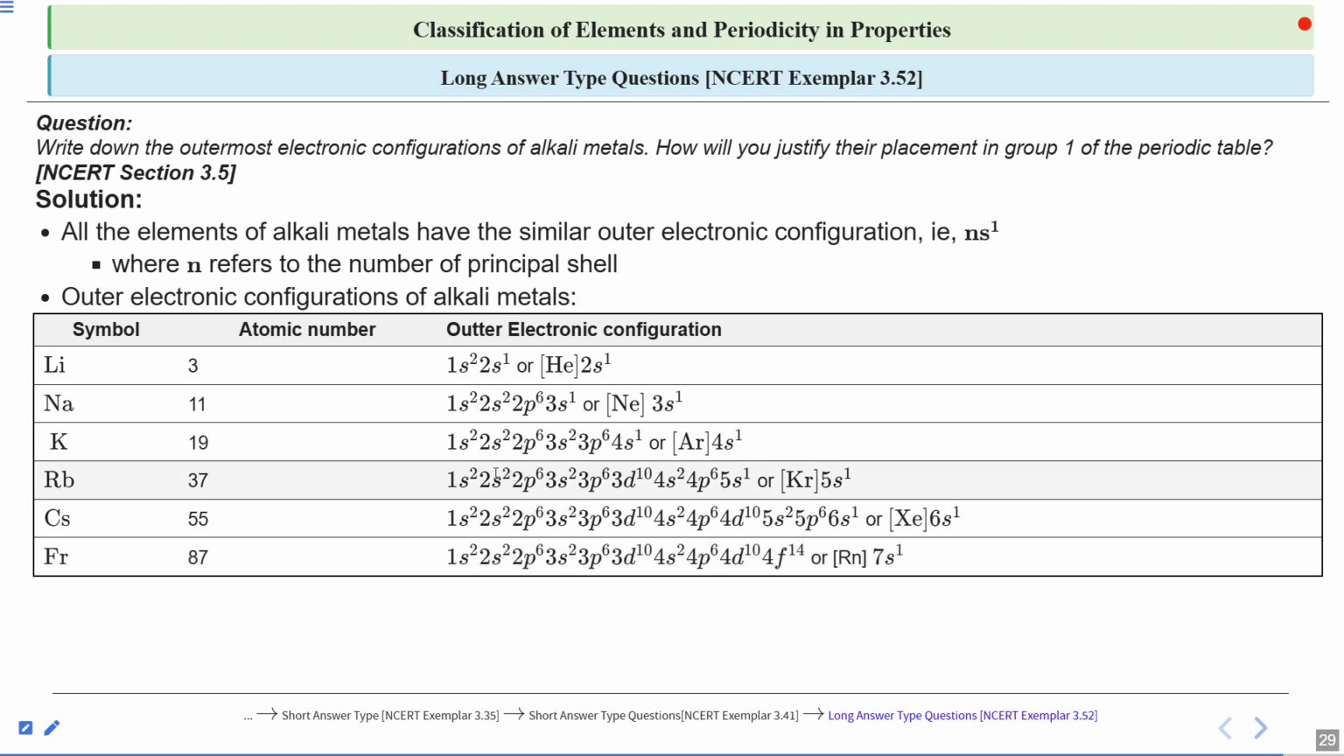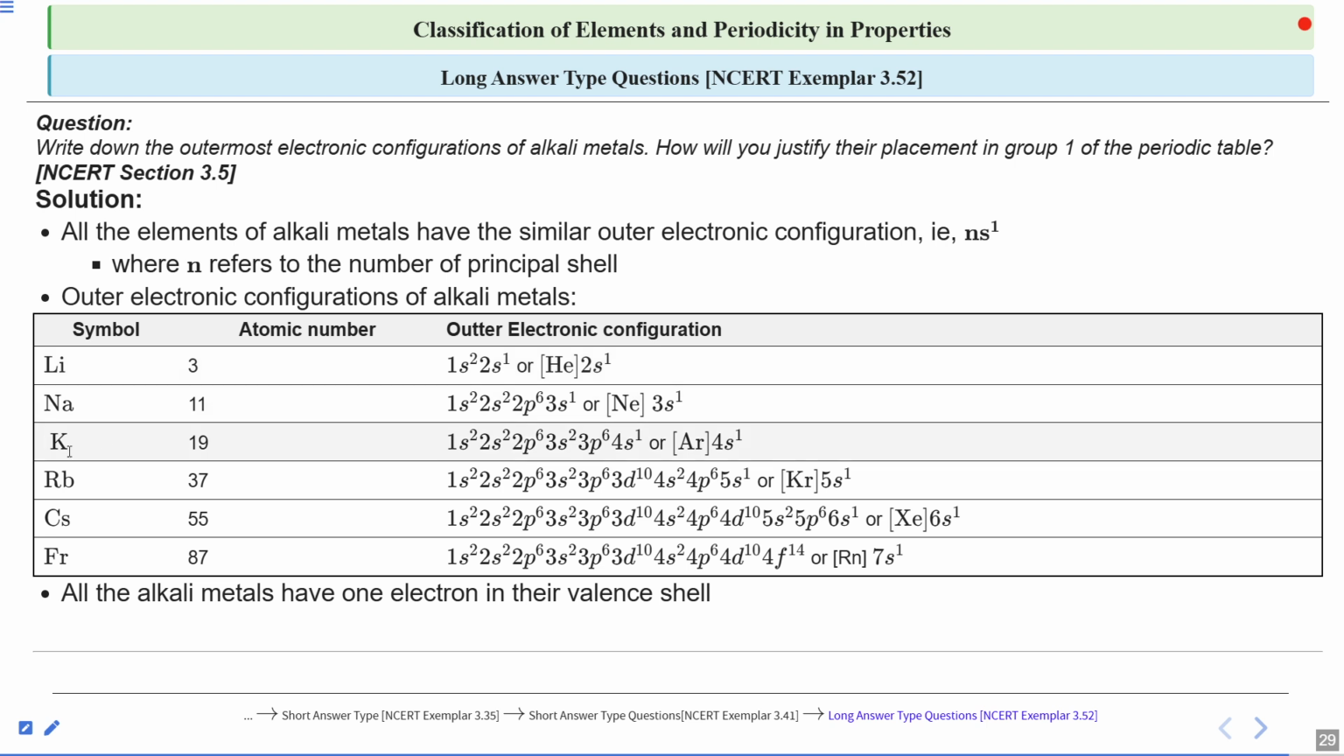What is the period number for each of these? Lithium has a period number of 2, then sodium is 3, then potassium is 4, rubidium is 5, cesium is 6, and francium is 7. Hydrogen is present in the first period, so we can't take that. So this is the outermost shell configuration. And since they have 1 electron in their valence shell, in the s subshell, you can say that they are placed in group 1.